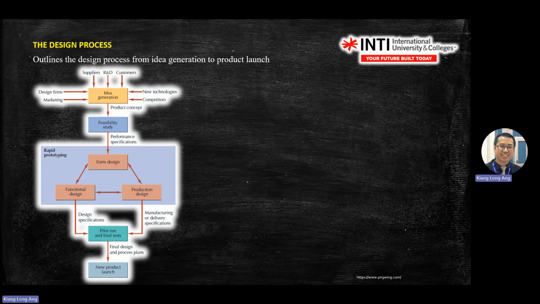Rapid prototyping. 1, 2, 3 marks. So these two form will give you form.